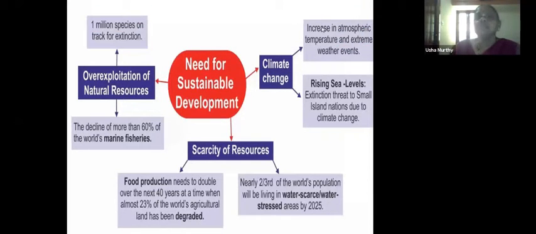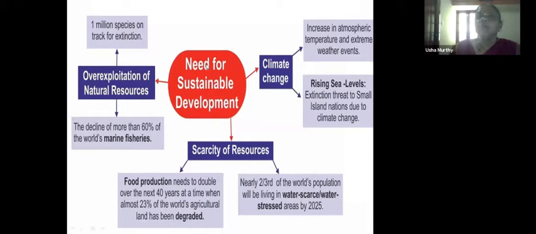What is the need for sustainable development? If we don't aim at that, what is going to happen? Then there will be over exploitation of the natural resources. This means more than 1 million species will be meant for extinction. And apart from that, there will be a decline of more than 60% of the world's marine fishes. These two are the impacts on one side.